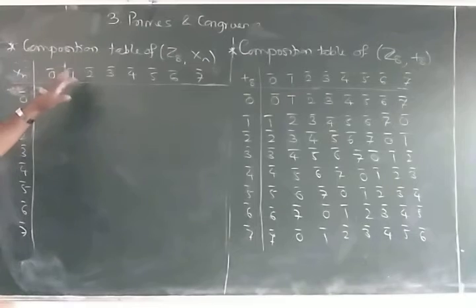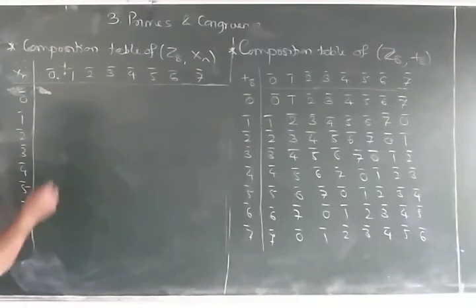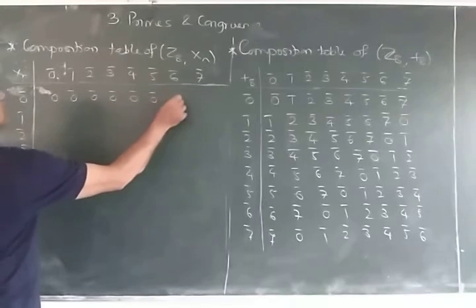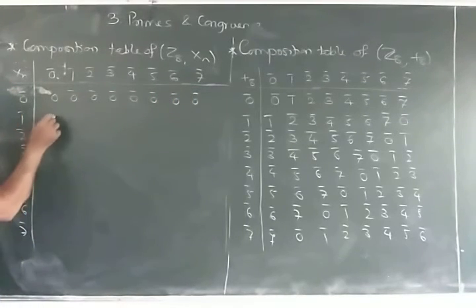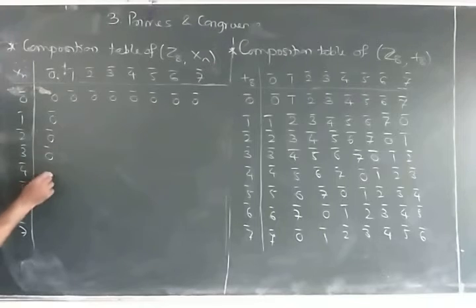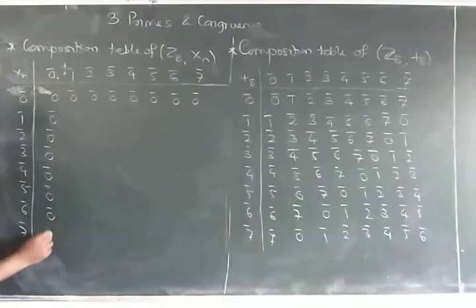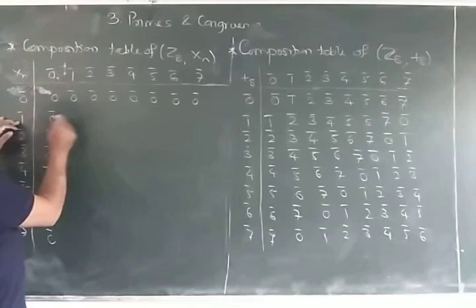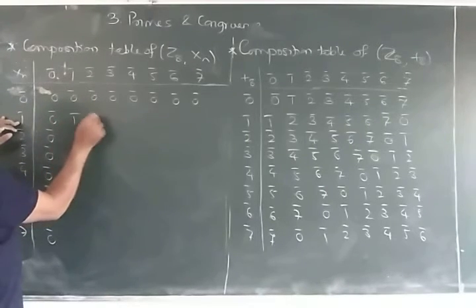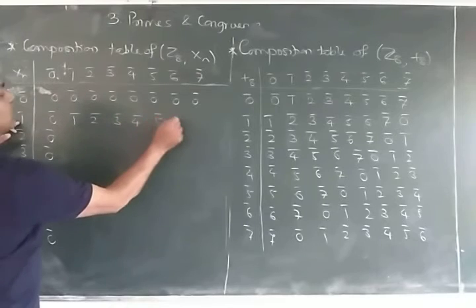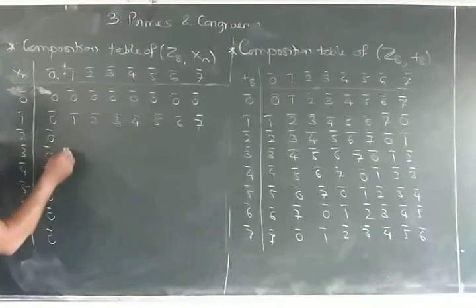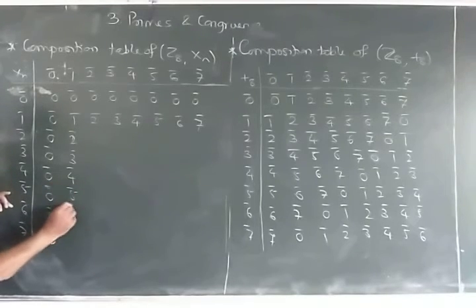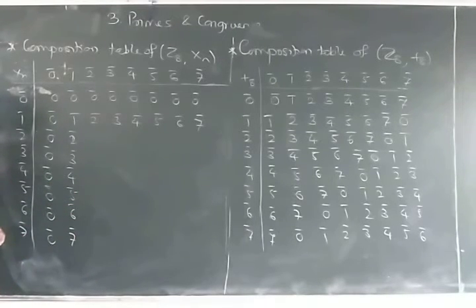0 into any element is 0. So we will get 0 bar in the entire row and column. 1 into any element is itself. So 1 is the multiplicative identity. So 1 bar, 2 bar, 3 bar, 4 bar, 5 bar, 6 bar, 7 bar, and the column is the same.